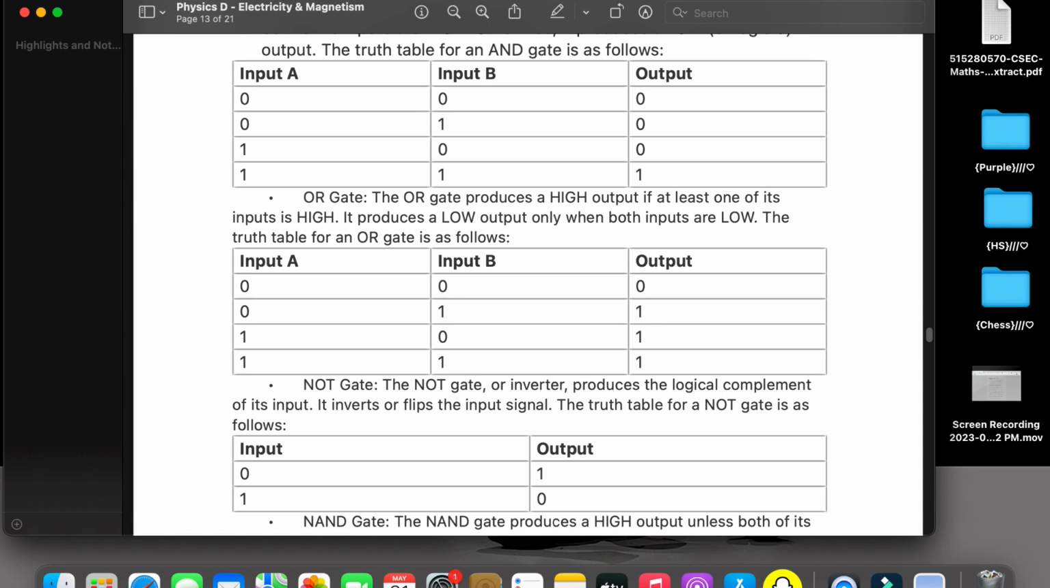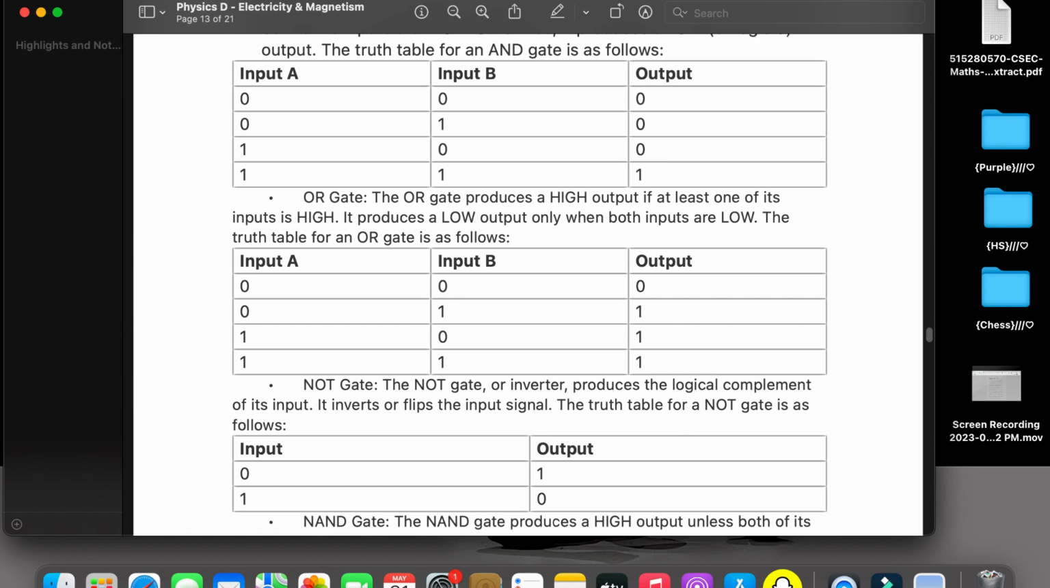OR gate. The OR gate produces a high output if at least one of its inputs is high. It produces a low output only when both inputs are low. The truth table for an OR gate is as follows: input A, input B, output 000, 011, 101, 111.